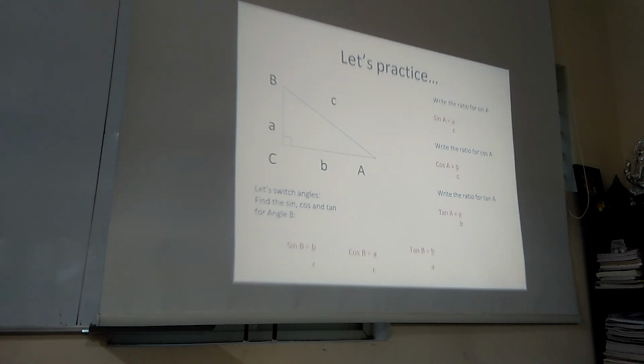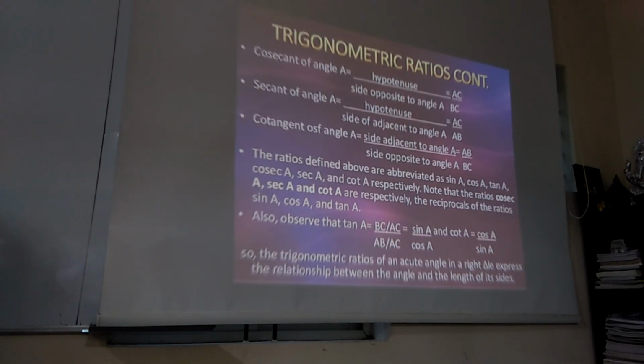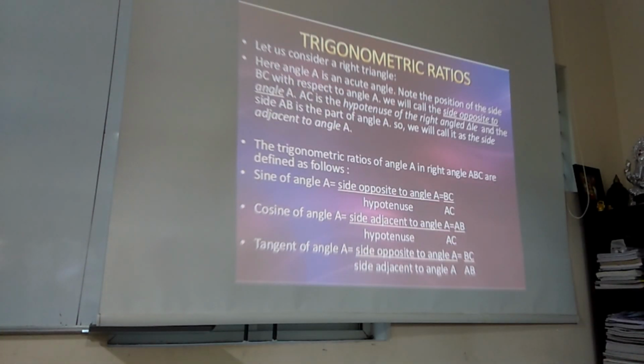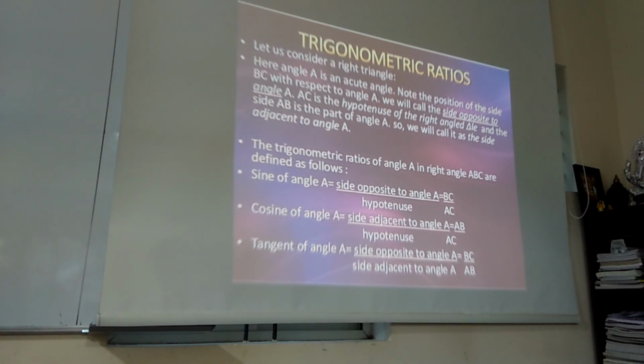I'll tell you what is sine. So the first ratio we call sine. What is this sine ratio? It is the ratio of the opposite or the perpendicular side to the hypotenuse side. Opposite by hypotenuse, or perpendicular by hypotenuse, is called the sine of the angle.